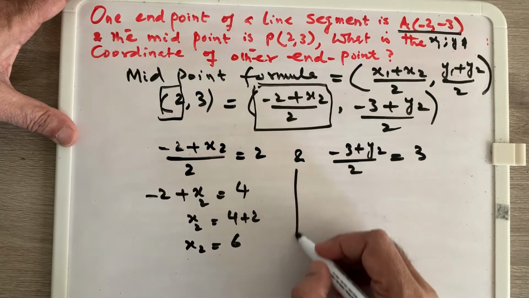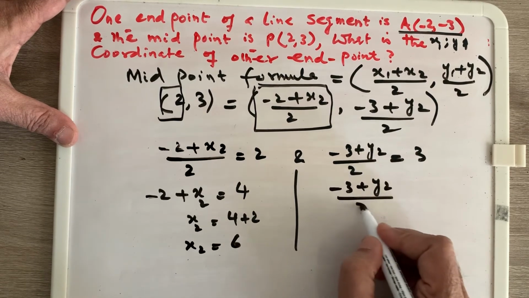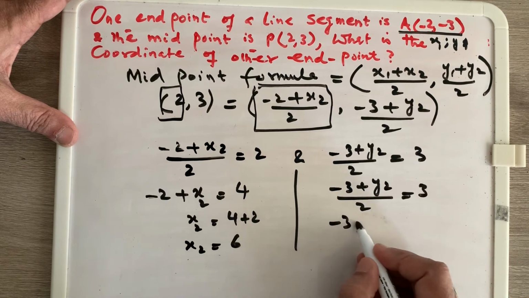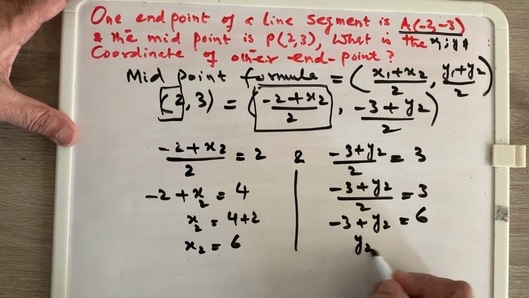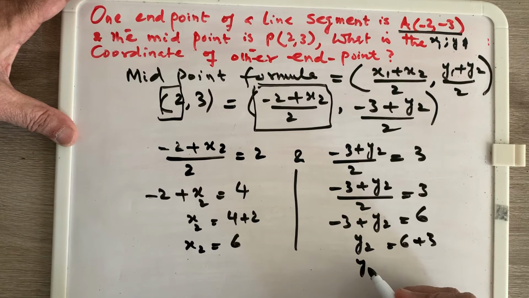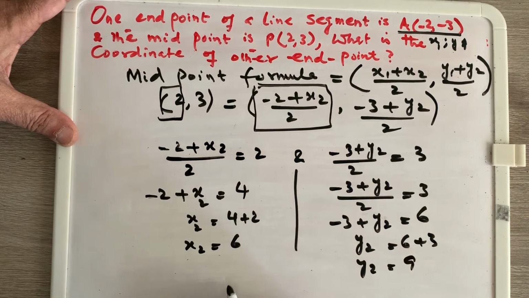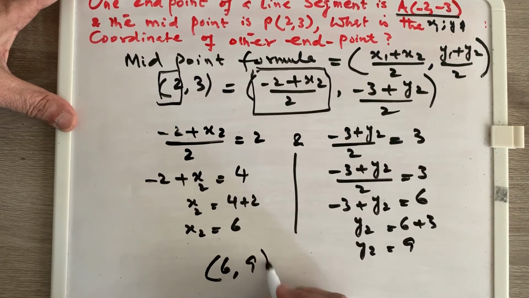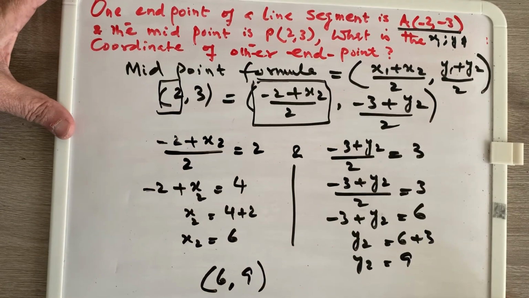Now I have to solve the other side for y. (-3 plus y2) divided by 2 is equal to 3, and 2 will go there and make it 6. -3 plus y2 is equal to 6, and I will say y2 is equal to 6 plus 3, which will make it 9, right? So y2 is equal to 9. So my other end point is (6, 9). This is my answer. This is just an example of how to use the midpoint formula.